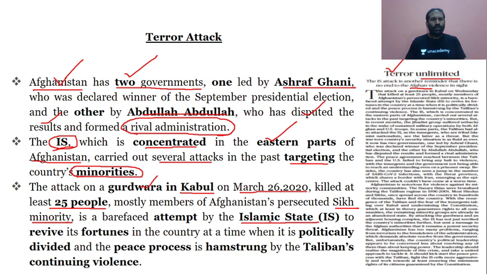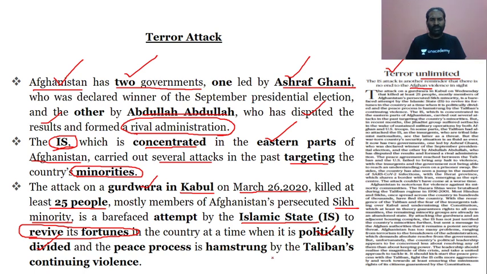Probably they are trying to send a message that they are trying to revive their fortunes in Afghanistan. Probably they are sending a message that it is the IS which wants to revive itself at a time when Afghanistan is politically divided, there is political instability. And why political instability?